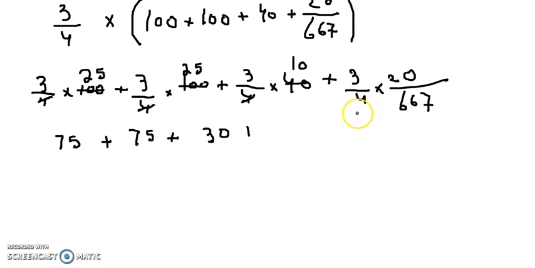And in this fraction, we cannot divide 667 by 3 or by 20, because 667 is a prime number, and we know that 3 and 4 also cannot be divided. We can only divide 20 by 4. So 4 ones are 4.